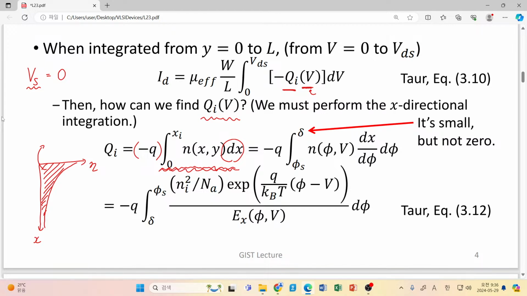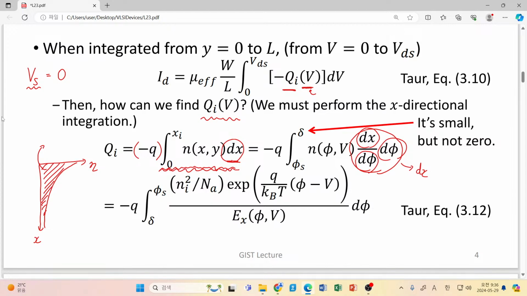In this case, we can assume that dx can be expressed in terms of d phi. In order to do that, we must assume this relation: there is a one-to-one relation between potential and position x. Can we assume such a one-to-one relation?